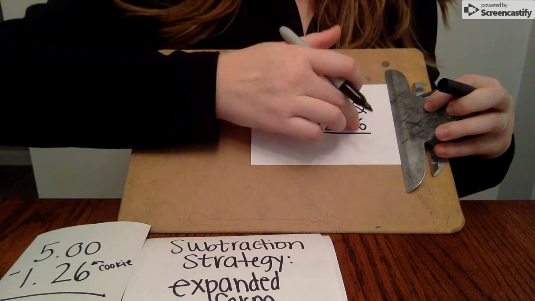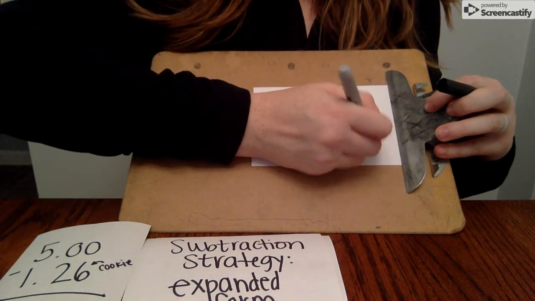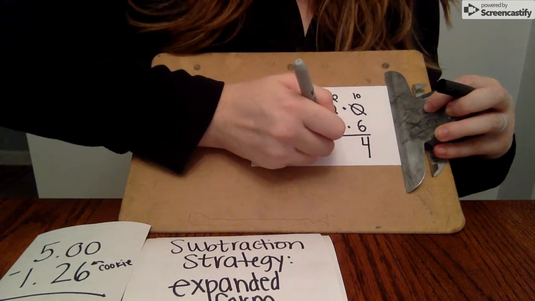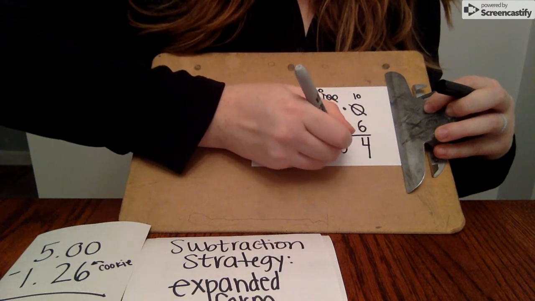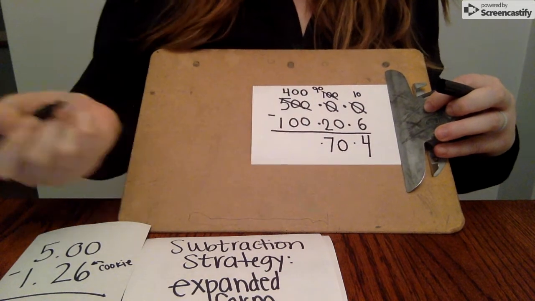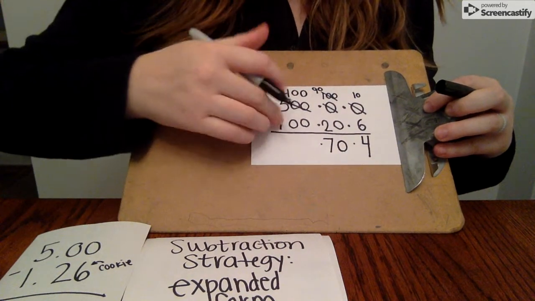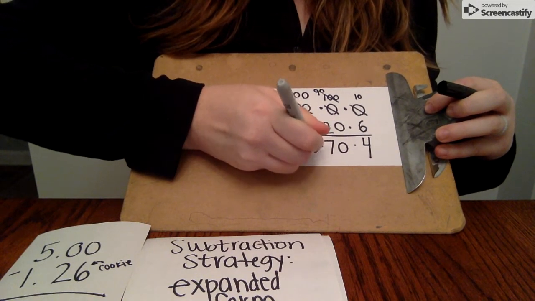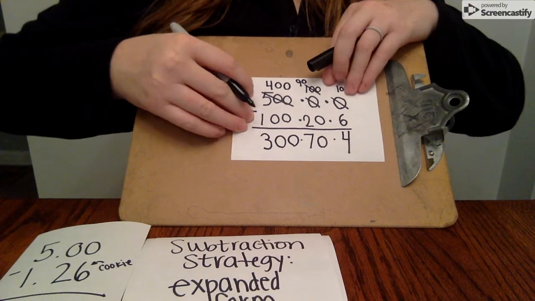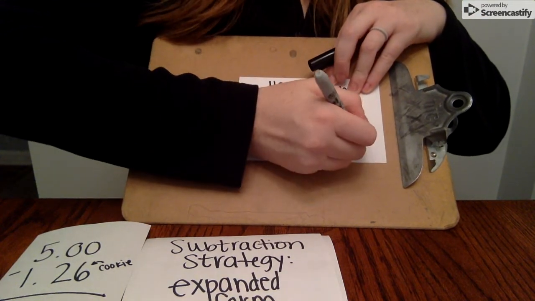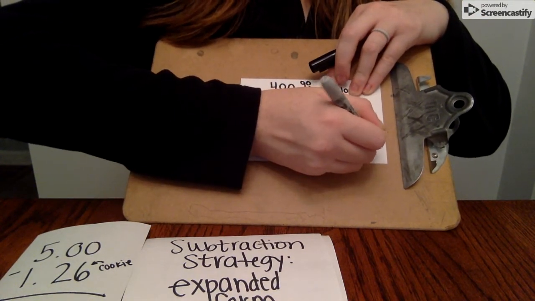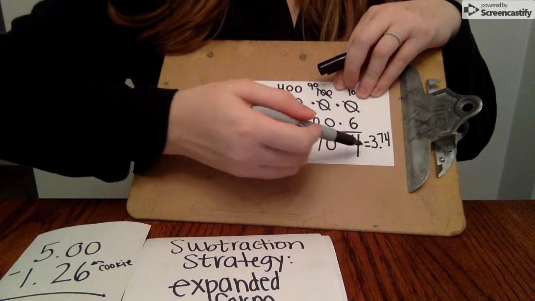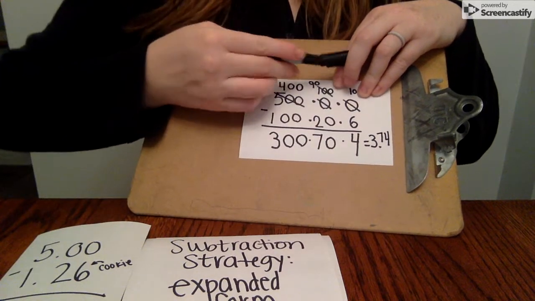So now I can do 10 minus 6 is 4. I can do 90 minus 20 is 70. And I can do 400 minus 100, which is 300. My answer is 374, or $3.74, because 374 cents is the same thing as $3.74.